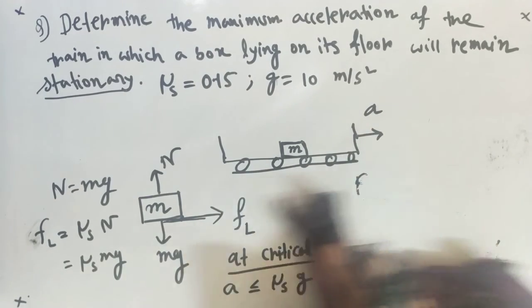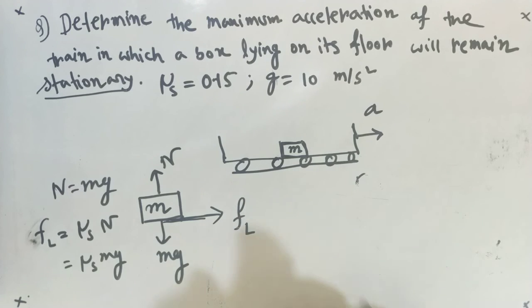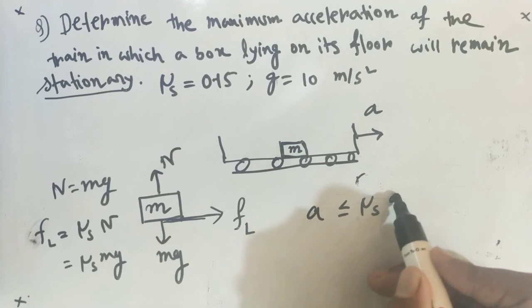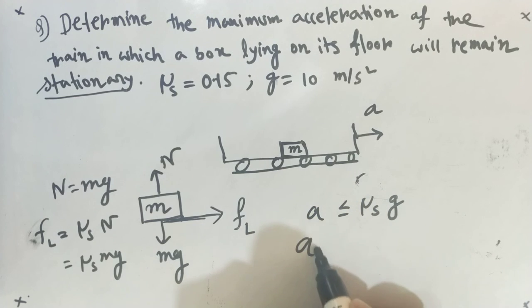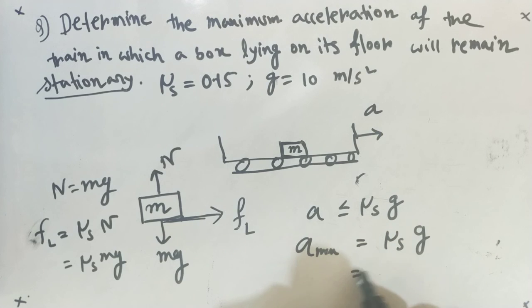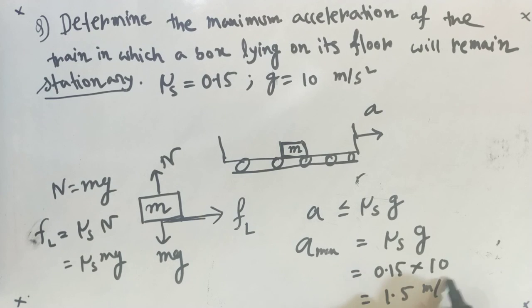If we put in the values, a is less than or equal to mu s into g, that means a max, the maximum acceleration, is mu s into g. Mu s is 0.15 and g is 10, so that means 1.5 meter per second square. So this will be the answer to the problem.